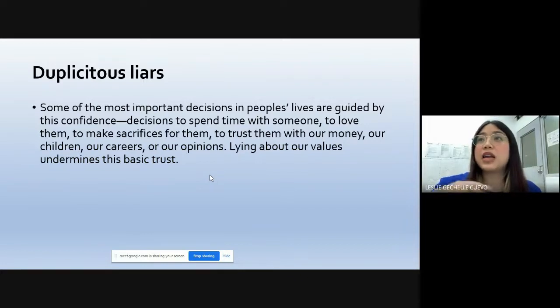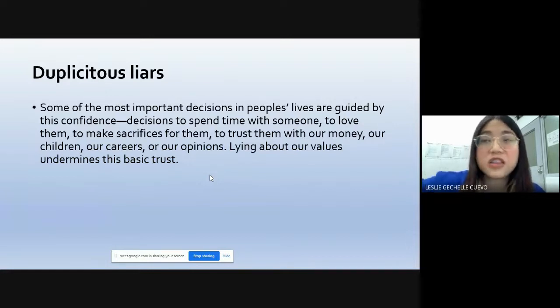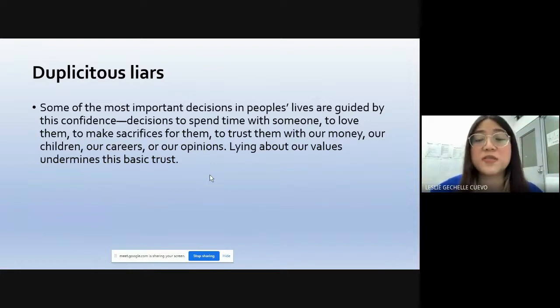Kasi di ba, in relationships, kaya mo nagugustuhan ng isang tao because not only of the looks, pero be honest, di ba? Gusto, tingnan din natin yung itsura. But usually, we decide with whom we spend the rest of our lives based on the values of the other person and yours kung nagmamatch kayo.